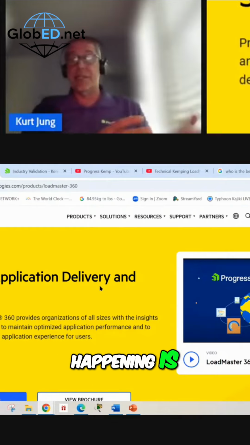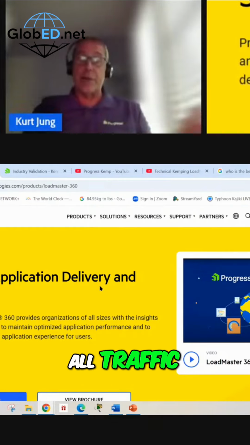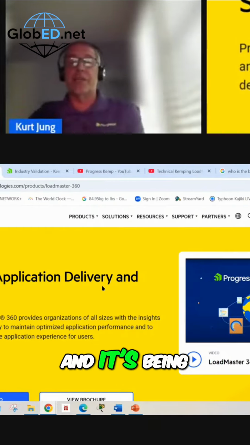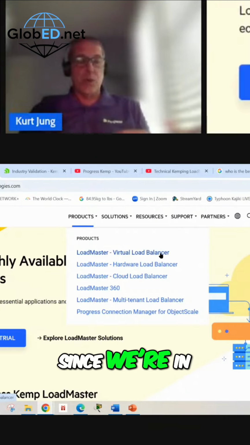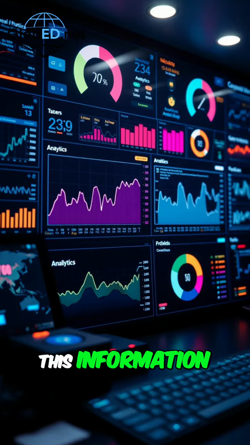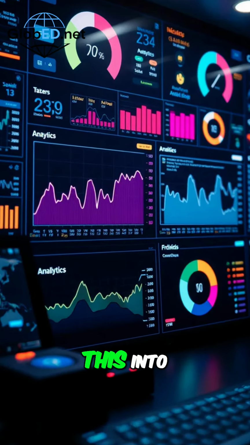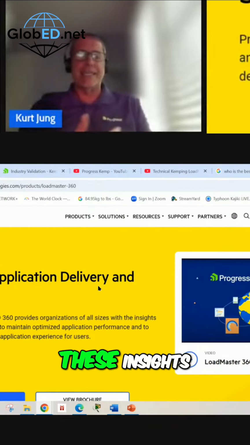Maybe what's happening is something changed on the network where all traffic is being sent to one server and it's being overloaded, right? So having things like LoadMaster 360, since we're in the middle and we're collecting all of this information, we're able to feed this into dashboards, widgets to give these insights.